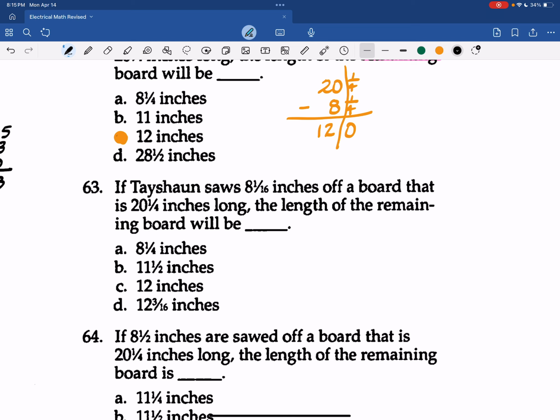If Tayshawn saws 8 1/16 inches off a board that is 20 1/4 inches long, the length of the remaining board will be blank. 20 1/4 minus 8 1/16. So I'm going to use 16 as my common denominator. 4 into 16 is 4. 1 times 4 is 4. So that's going to be 3/16 as my fraction and 12 as my whole number. So D is the correct answer.